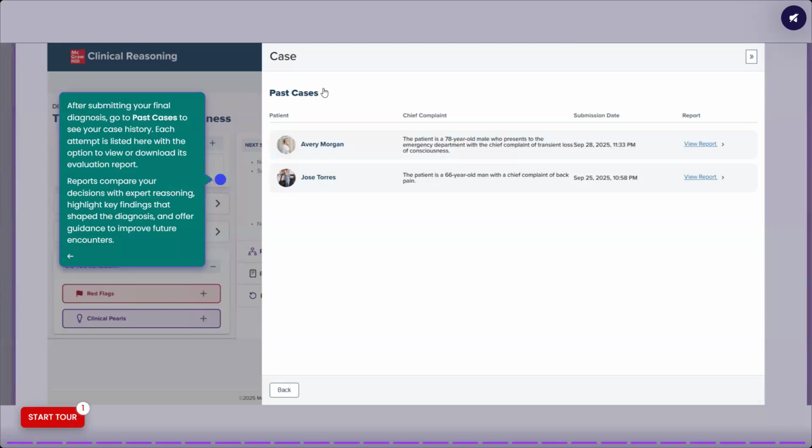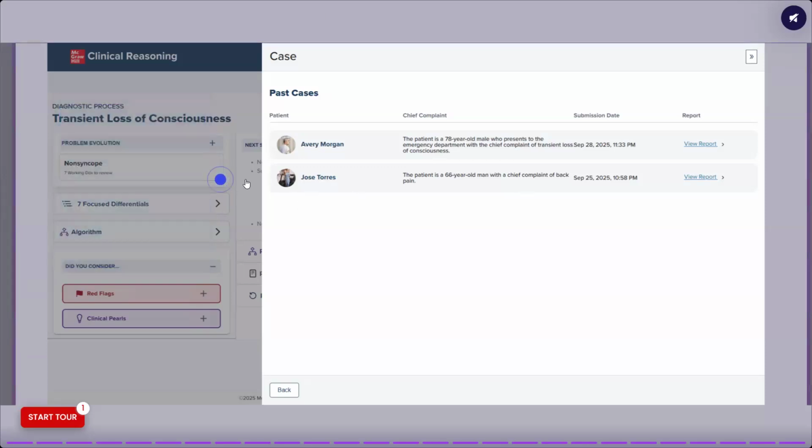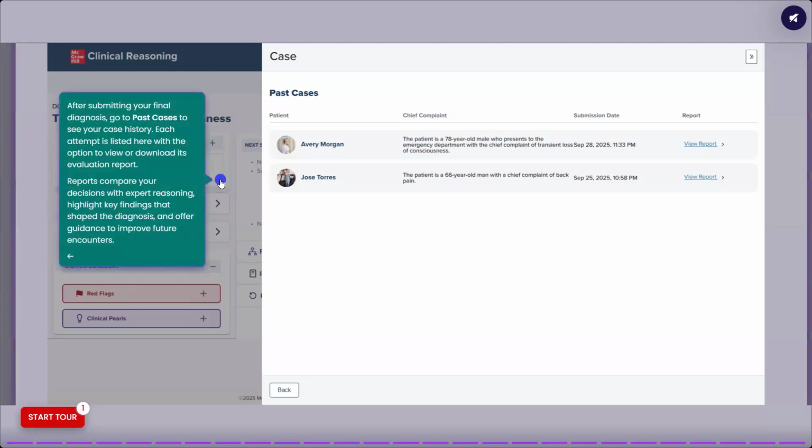And that report will provide details on my reasoning. So based on the questions that I asked the patient, based on the physical examination focus, based on the tests that I've ordered, I will receive tailored feedback. And of course, guidance on how to improve my future encounters. I'll show you an example of the report in a minute.